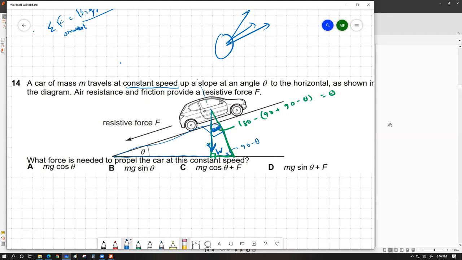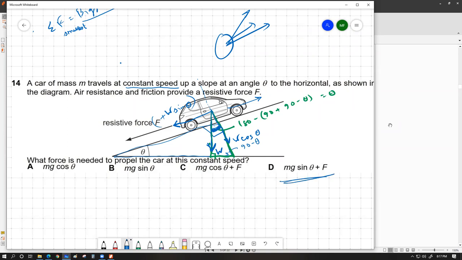So if we use this angle to divide up the weight into two components, we're going to have the perpendicular component, which is the non-adjacent one, and along this alignment we're going to have the adjacent component. So this is going to be our W cos theta component, which is going to be balanced by the reaction force of the slope, and along this alignment we're going to have W sine theta. So the total backward force is the sum of these two, F plus W sine theta. To propel the car forward at constant speed, we have to produce that exact amount of force out of the engine or the friction force of the tires, which gives you mg sine theta plus F. I think D is the correct response.